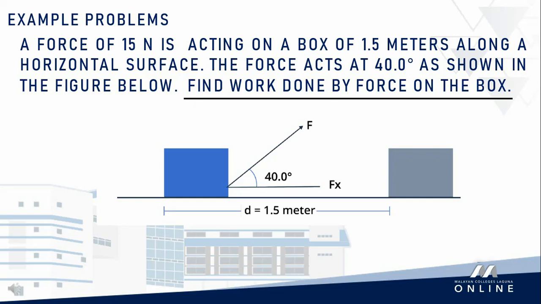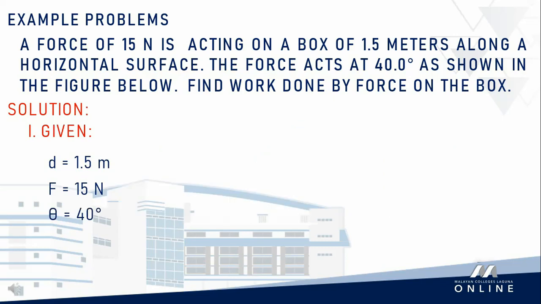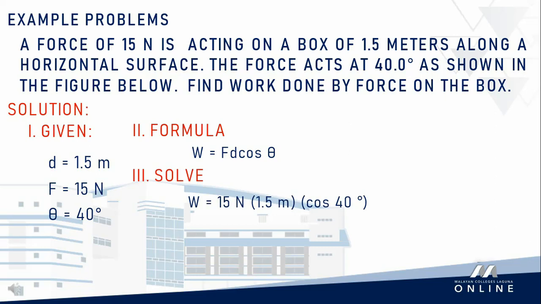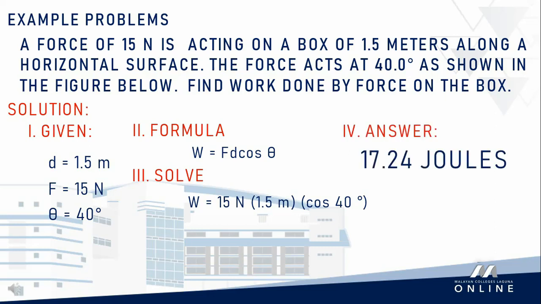Using the given displacement, which is equal to 1.5 meters, force equals to 15 newtons and the angle, which is 40 degrees, we will substitute these in our equation. W is equal to Fd cosine theta. It will be 15 newtons times 1.5 meters times cosine 40, which when we follow the equation, we will have 17.24 joules. This is the work done by the force on the box.